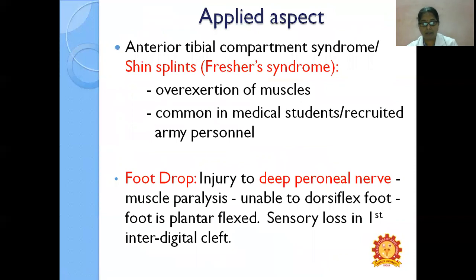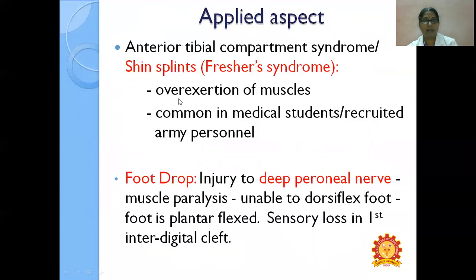So that's all about the muscles of the anterior compartment of the leg. So, applied aspects: anterior tibial compartment syndrome, otherwise called Shin Splints or Fresher's syndrome. So the other names for anterior tibial compartment syndrome are Shin Splints and Fresher's syndrome.